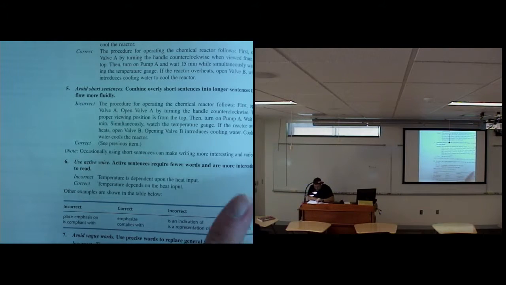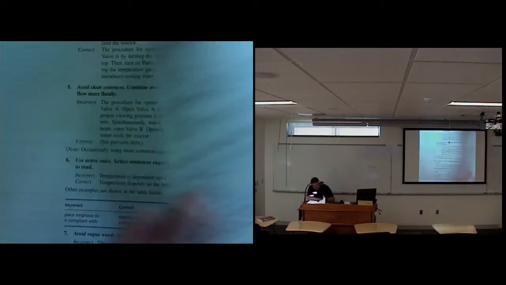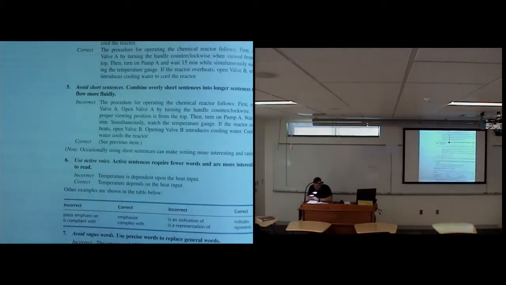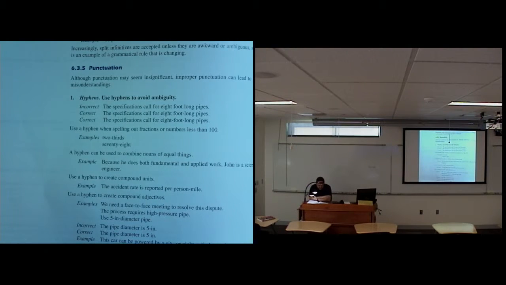They have dangling modifiers here. They give all kinds of incorrect and correct versions of sentences for dangling modifiers, and that's fine. I know a lot of people are really big on that. I'm not all that big.